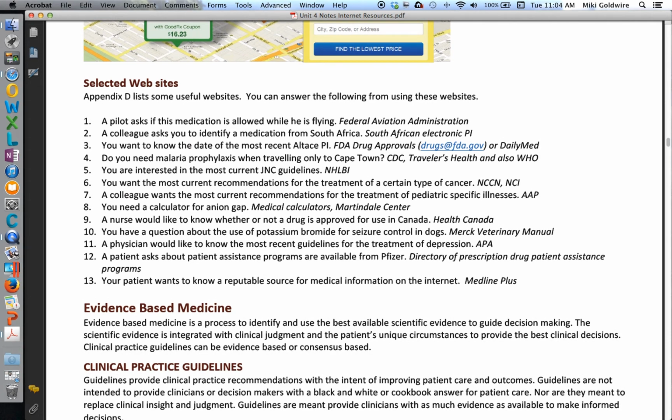JNC guidelines. No, JNC-8 just came out. We can go to the National Heart, Lung, and Blood Institute, which is sponsored by the National Library of Medicine, or our government. The most current recommendations for treatment of cancer come from the NCCN or NCI, again government agencies. The American Academy of Pediatrics covers pediatric-specific illnesses.